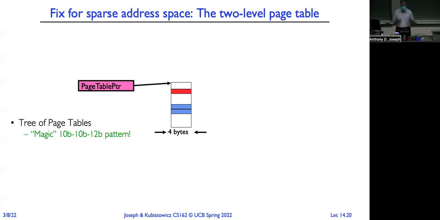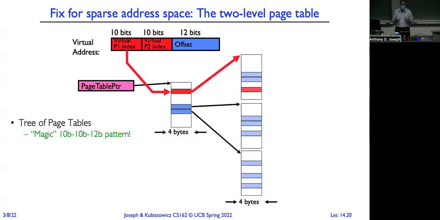We're going to have a tree of page tables, and we're going to take our virtual address and divide it up in kind of a magical way. We're going to take 12 bits and use that for our page size. 12 bits is 4,096 bytes. That takes 12 bits out of our 32-bit address, which leaves us with 20 bits. We're going to divide that evenly and have 10 bits for our top level page table and 10 bits for our next level of page tables.